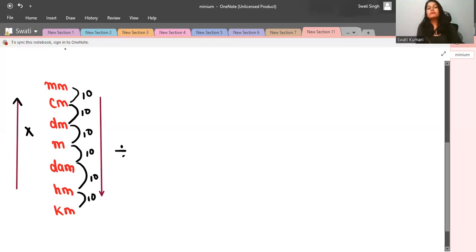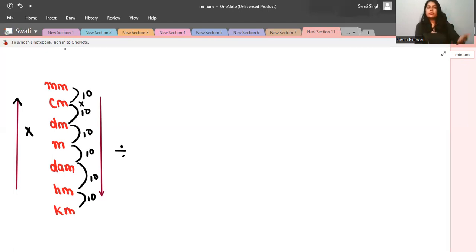Now, if I ask you what is the difference between millimeter and decimeter, it will be 10 into 10. So you will multiply 10 into 10, 100. What is the difference between millimeter and meter? So it will be 10 into 10 into 10. All right, so that will be 1000.